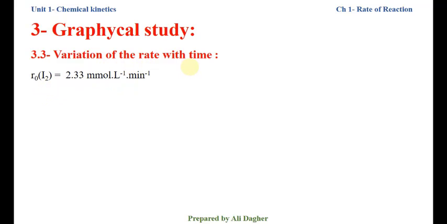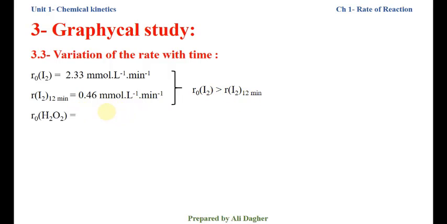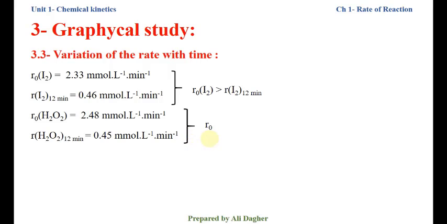Now, variation of the rate with time. We have calculated the initial rate of I2 equals 2.33 millimole per liter per minute, and the rate at t equals 12 minutes equals 0.46 millimole per liter per minute. By comparing these two rates, we deduce that R0 of I2 is bigger than R of I2 at 12 minutes. The same, we have calculated the initial rate of H2O2 equals 2.48 millimole per liter per minute, and the rate at t equals 12 minutes equals 0.45 millimole per liter per minute. By comparing these two rates, we can deduce that the initial rate of H2O2 is bigger than the rate of H2O2 at 12 minutes. What can we conclude?